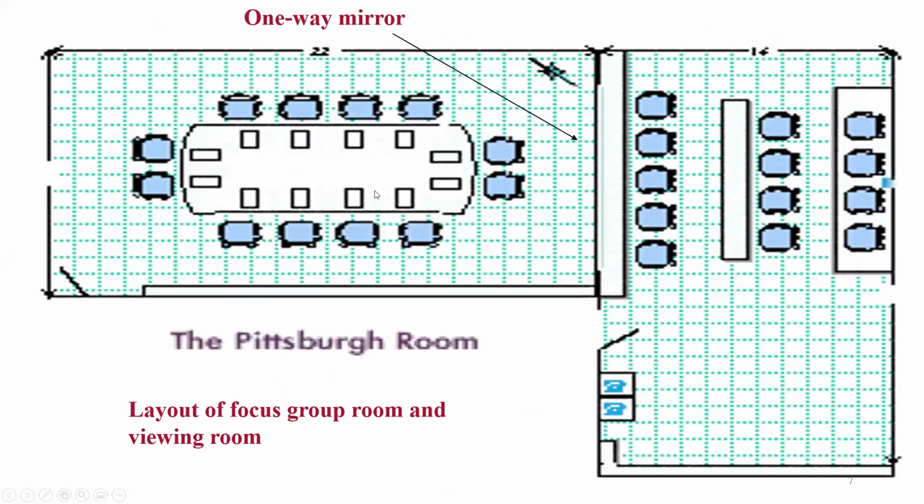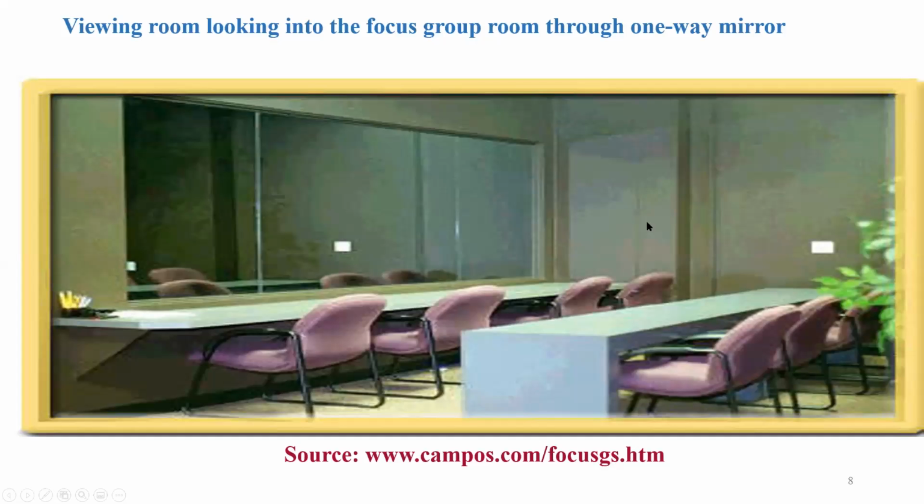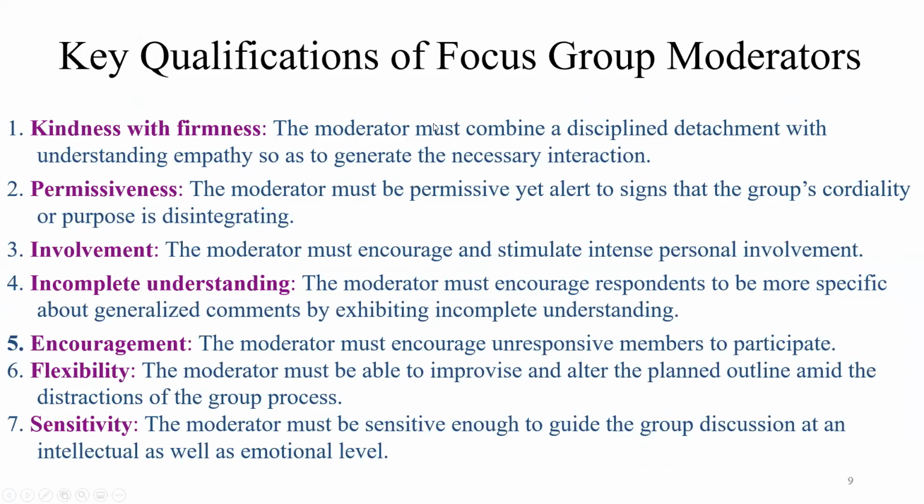This is another table arrangement. They sit inside, and outside there will be a mirror. They have some mics, they ask questions and they discuss. These are some examples. This is another example of focus group rooms. These are some of the qualifications of a moderator, who is conducting the focus group meeting. It should be kindness, permissiveness, involvement. These are some of the attributes you have to keep in mind when you are conducting any focus group discussion.